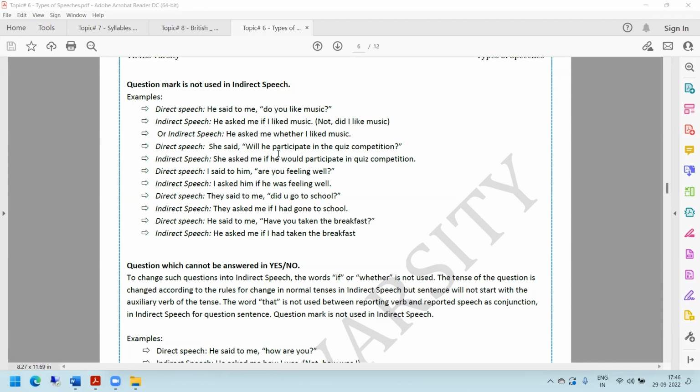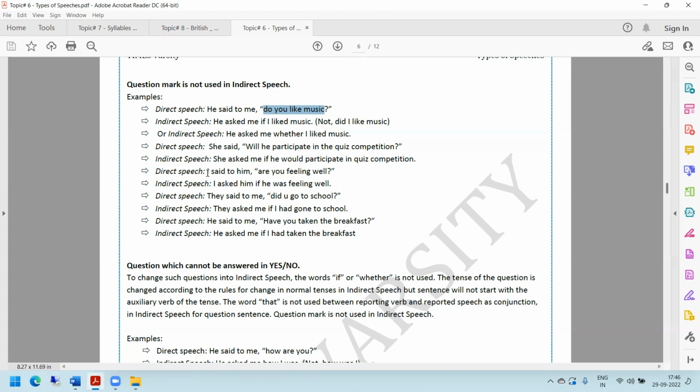So here, when we are converting from direct speech to indirect speech, the same rule applies: if it is in present simple, like do you like music, then it should be converted into past simple. However, the extra word if is added, and that word is not used in case of questions other than simple questions. If the indirect speech is a simple question.